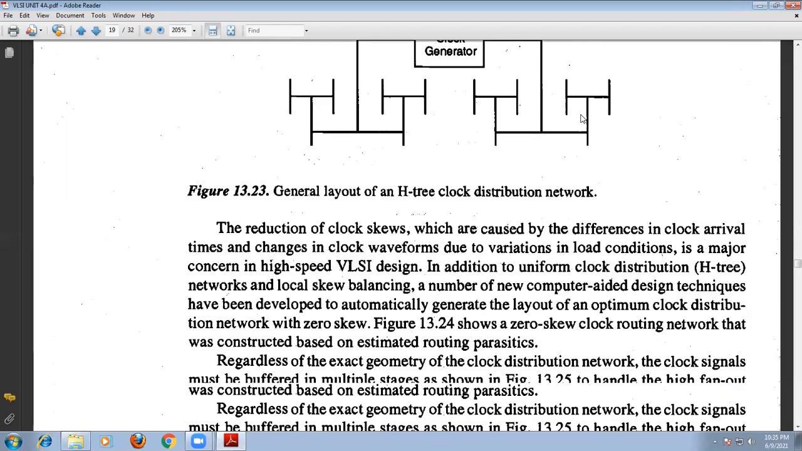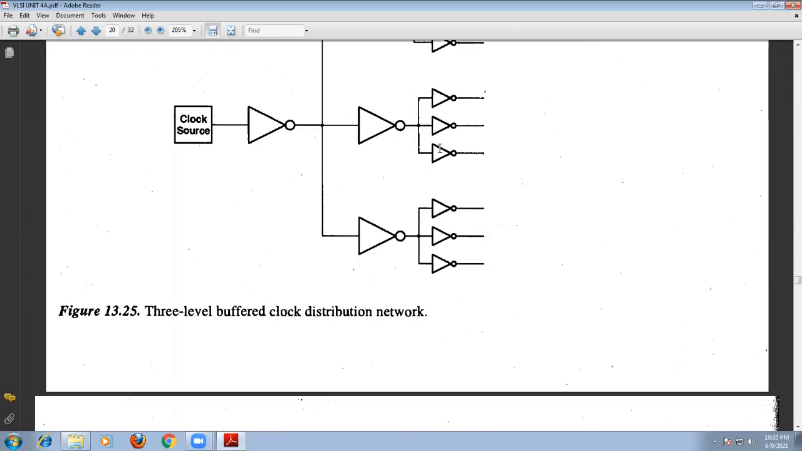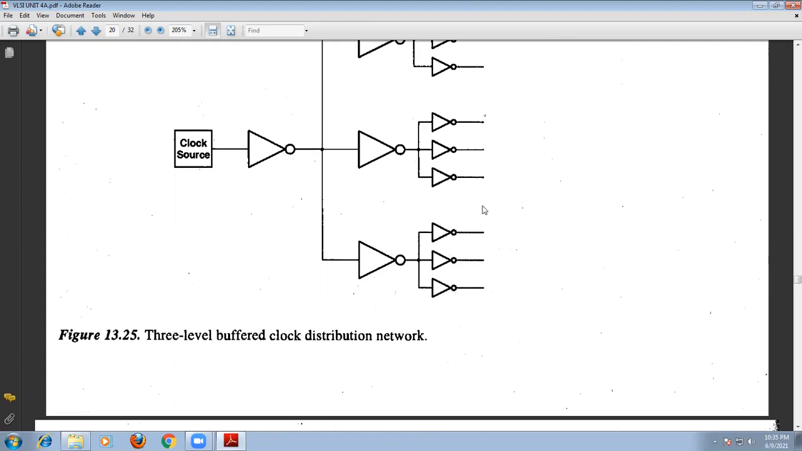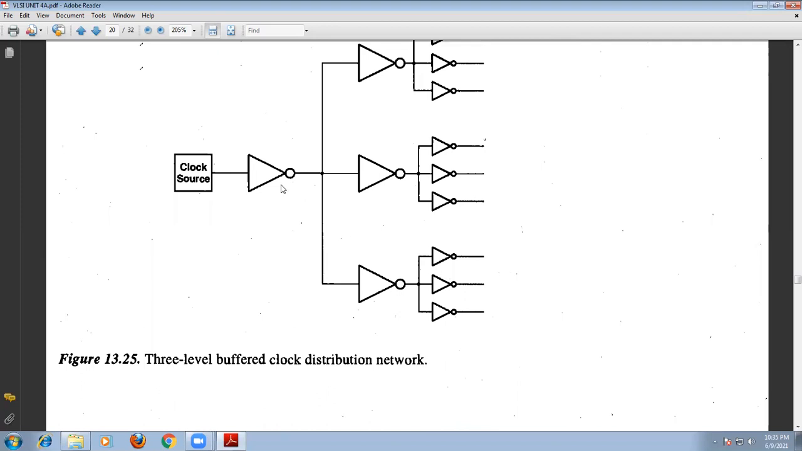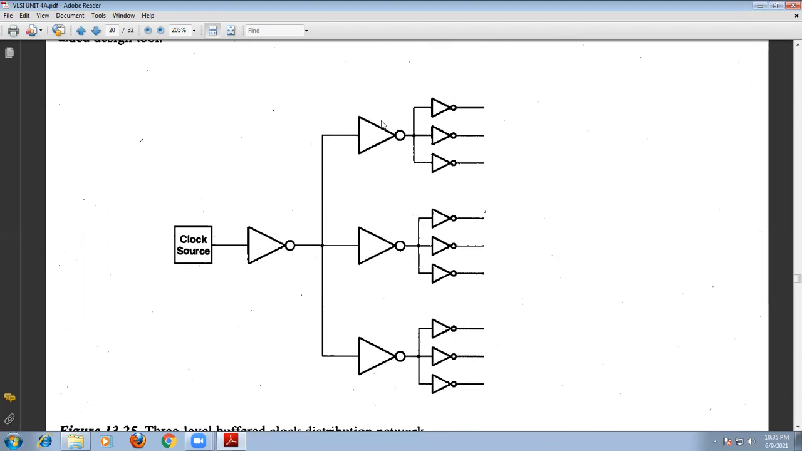Now let us consider the other figure. This is a 3-level buffer circuit. This is the first level, second level, and third level. Here the fan out of this inverter is 3, because the output is connected to 3 inputs of other gates. Similarly, the fan out of this inverter is also 3, and of this one also 3.